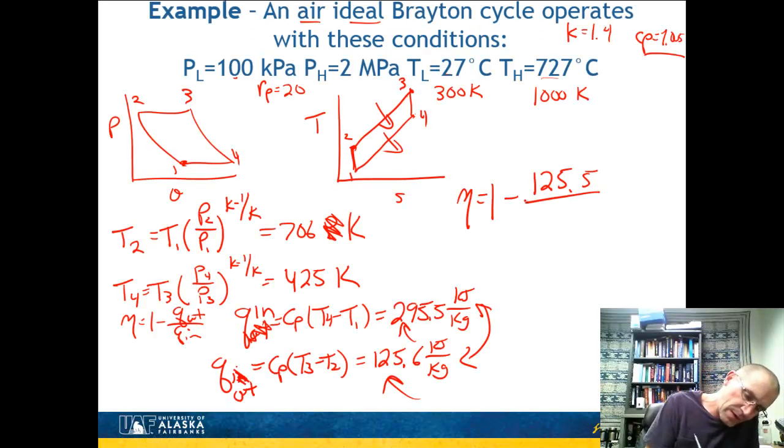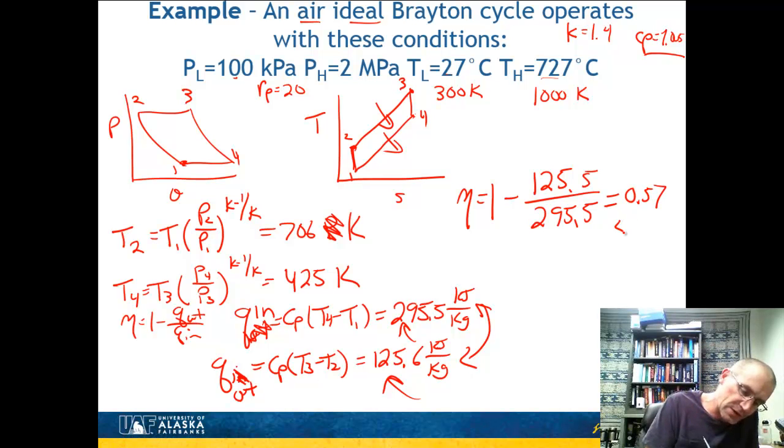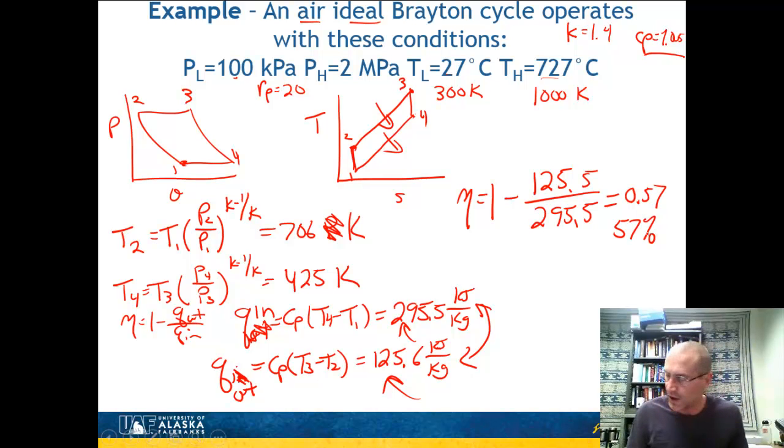But if I do 125.5 and then normalize that by 295.5, I get an efficiency of this one right over here of 0.57. So it's 57% efficient. So that's the efficiency of this ideal Brayton cycle.